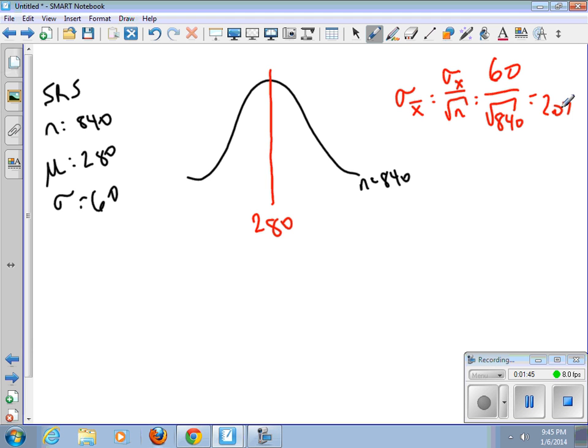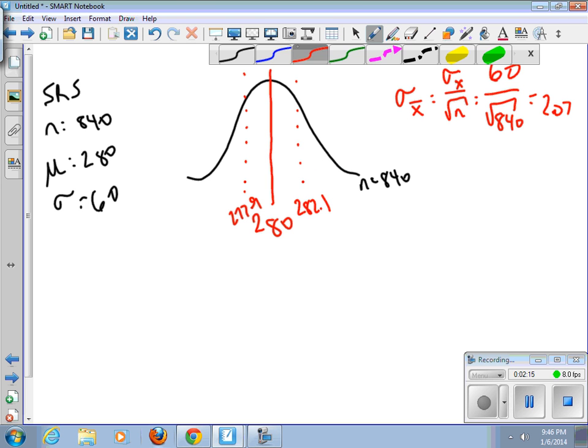Now B says sketch the sampling distribution, mark the mean, which I've done, and then make marks at 1, 2, and 3 standard deviations from the middle. So when I count out by 2.07, then I end up 1 standard deviation away, which is 277.9 and 282.1, basically.